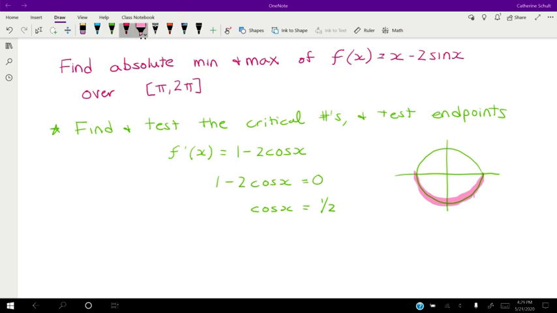And that happens when our denominator is 3. So in this case, that will be 5 pi over 3. Okay, so we wanted to get a positive x value whose cosine was 1/2 between pi and 2 pi. So that's how we determined our x. So our critical number is 5 pi over 3.